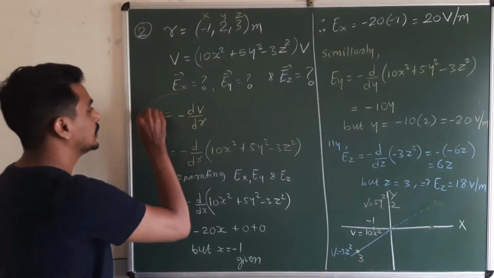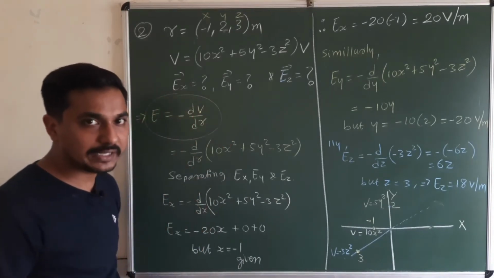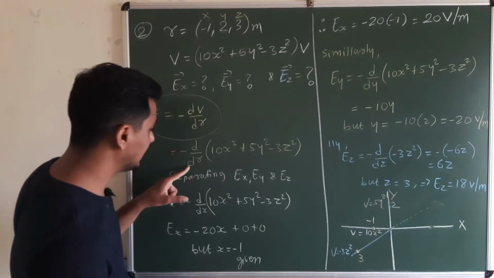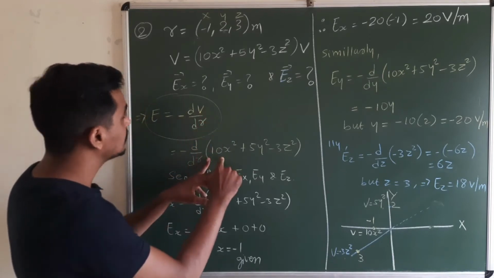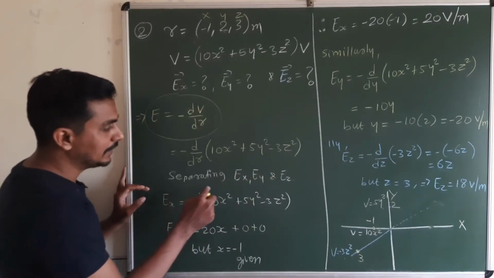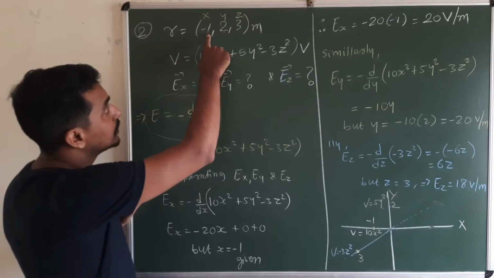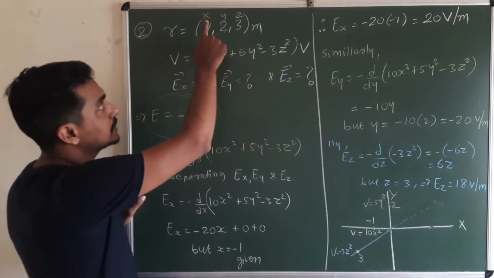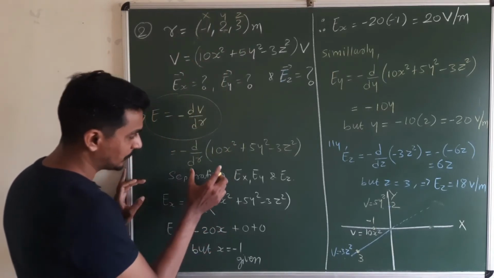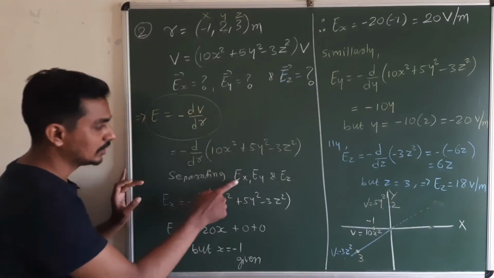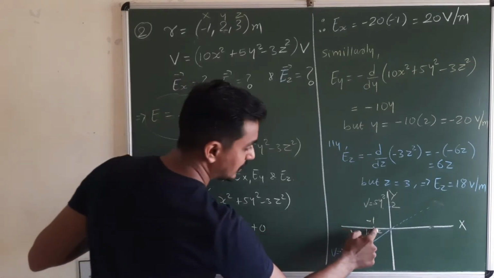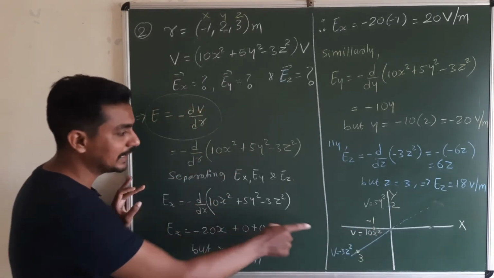So we know that E is equal to -dV by dr, which we have derived. So I can write minus d by dr of V. What is V given? V is given as 10x square plus 5y square minus 3z square. Now I want to separate. See here, r is equal to -1, 2 and 3, so this is for x, this is for y and this is for z. So now I am separating all these terms. So for Ex, I want to calculate the electric field at the point on the x-axis at a distance of -1.